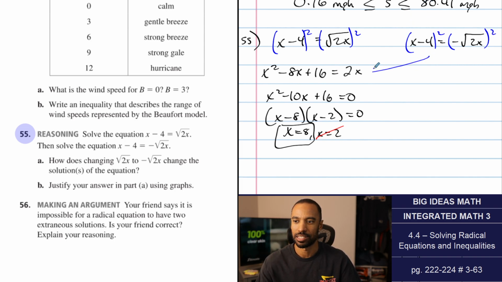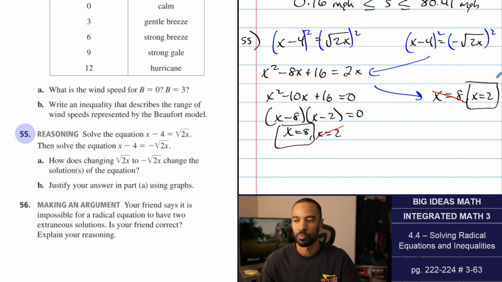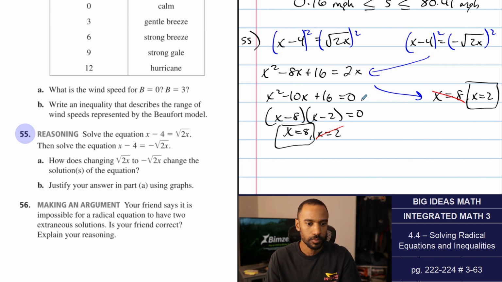Once you square it, you get to this stage right here, but then you end up getting x equals 8 and x equals 2. And when you substitute these in, plugging in 8 this time gets you 4 equals negative 4, and that doesn't work. And you plug in 2, you get negative 2 equals negative 2, and it does work. So this one's x equals 2. So in one of them, this is extraneous, and the other one, that's extraneous.